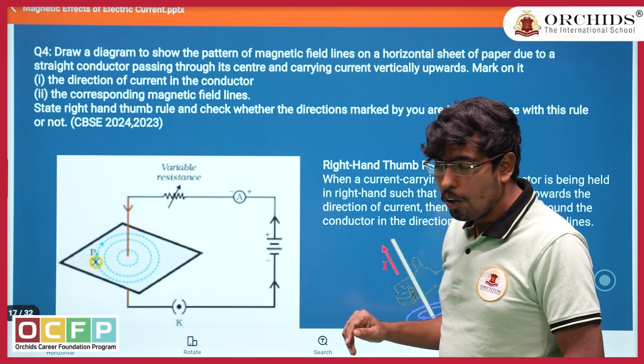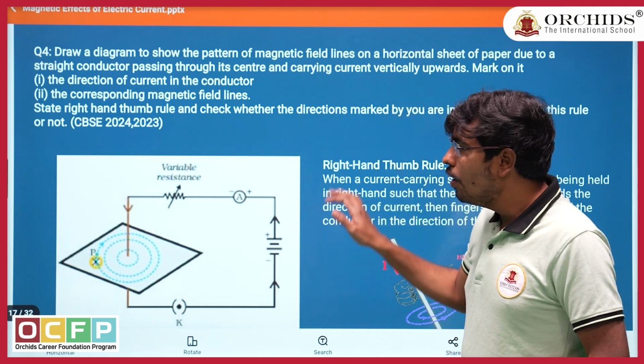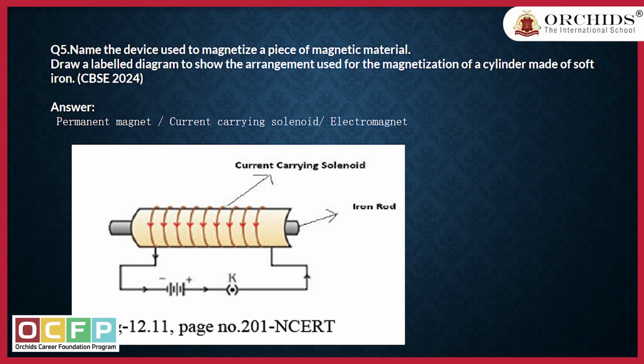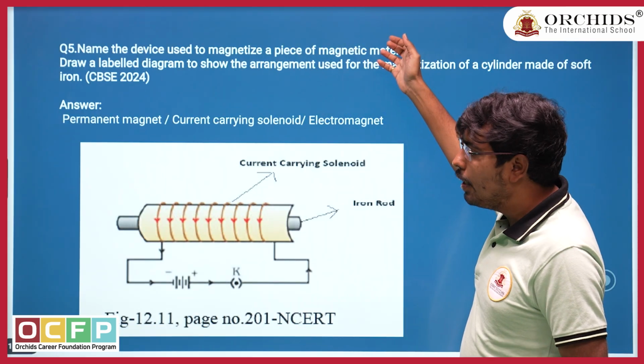So children should not make any mistake in this. Okay. Now we will go to the next question. So the next question for us is, name the device used to magnetize a piece of magnetic material.